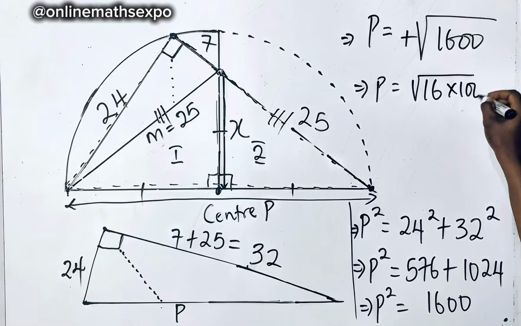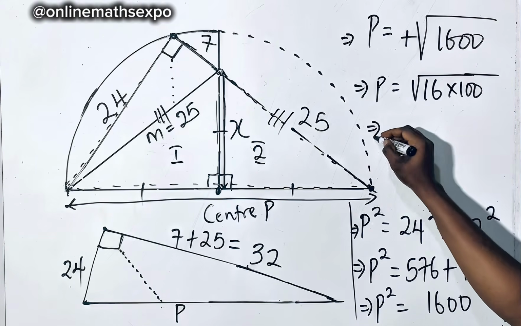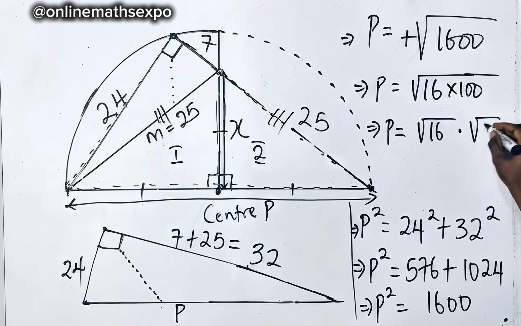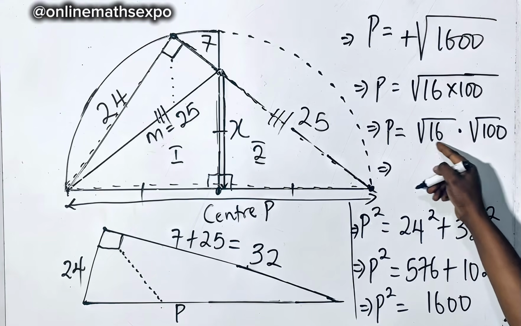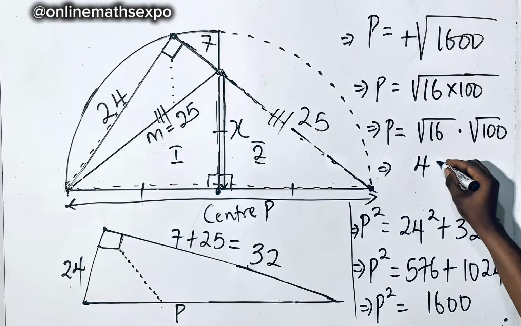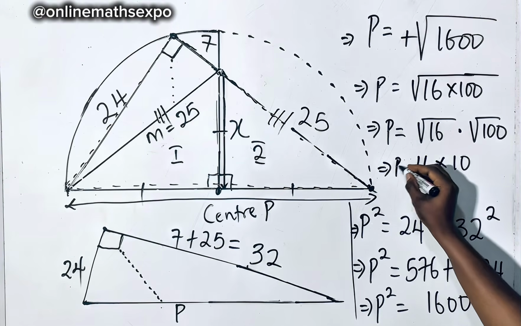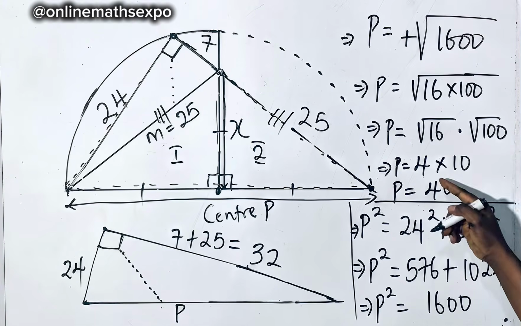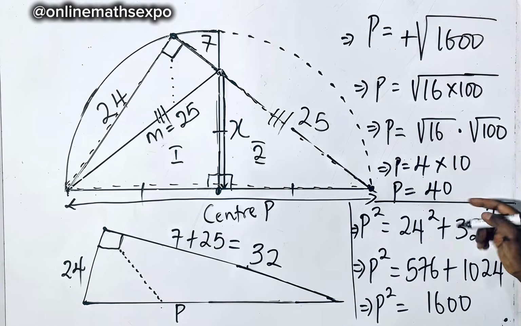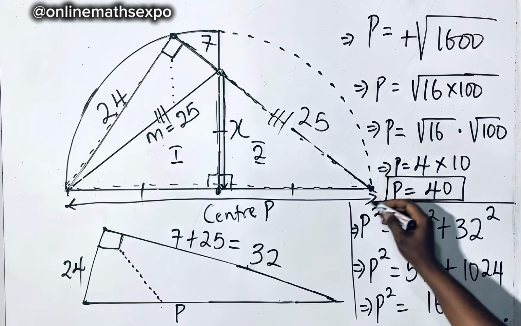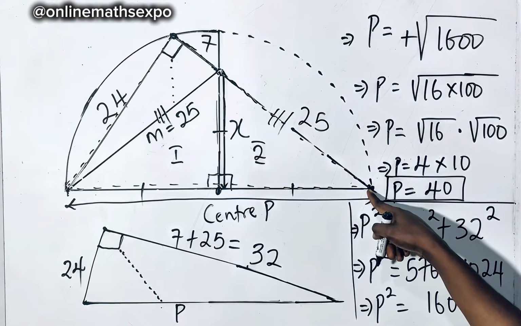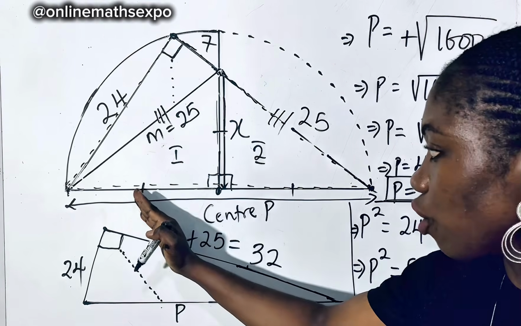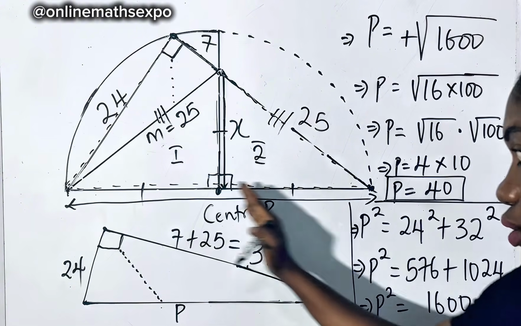So we're going to now have P is equal to, this is the same as the square root of 16 times 100. So simplifying this, we are going to have P is equal to the square root of 16 times the square root of 100. And this gives us, the square root of 16 is 4, the square root of 100 is 10. So when you multiply this, P is equal to 4 times 10, which gives you 40. So the length of P is 40 units. Now that you have found the length of P, remember P is from here down to this end, and we said that these two lengths are equal.